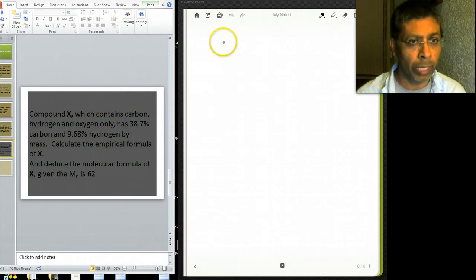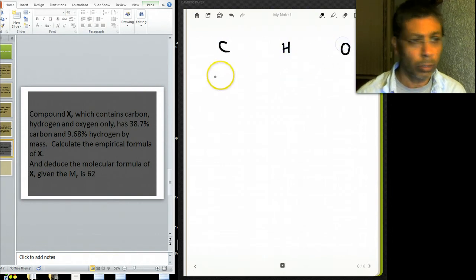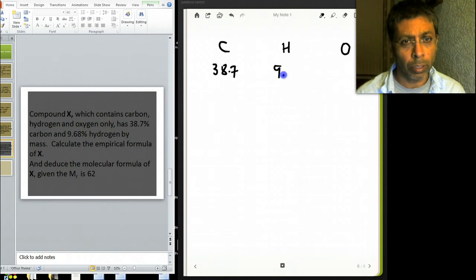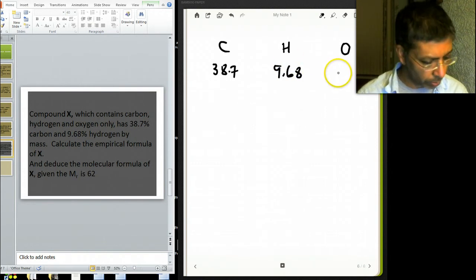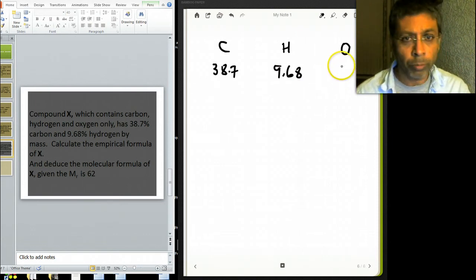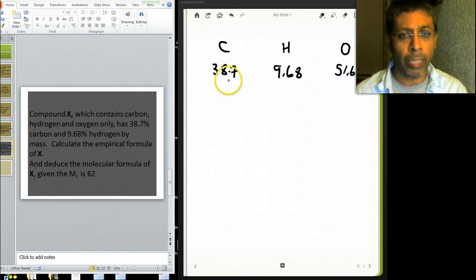So carbon, write the elements first. Carbon, hydrogen and oxygen. Carbon has 38.7% carbon, and 9.68% hydrogen. Oxygen we have to work out, and that comes to 51.62. All these three add up to 100.